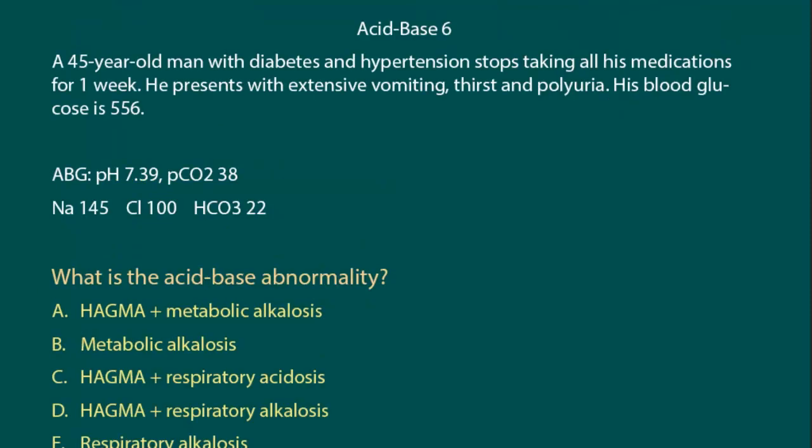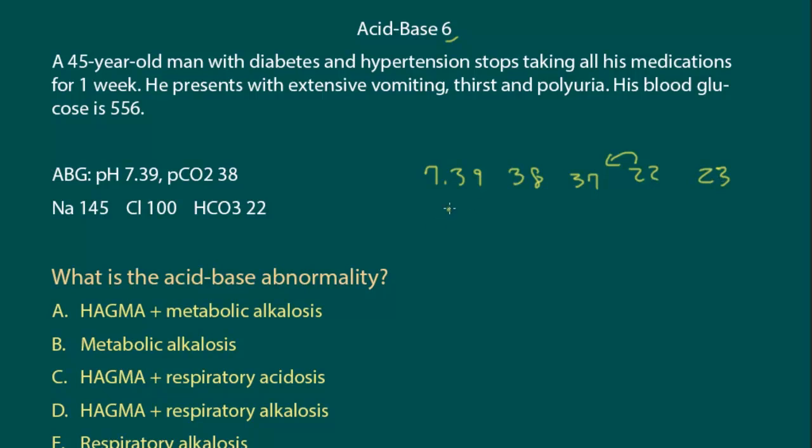Question number 6. We have a 45-year-old man with diabetes and hypertension. He stopped taking his medications a week ago. He presents with extensive vomiting, thirst, polyuria, and a blood glucose of 556. pH 7.39, PCO2 38, bicarb 22, expected PCO2 37. We have an anion gap of 23, so we have a high anion gap metabolic acidosis.